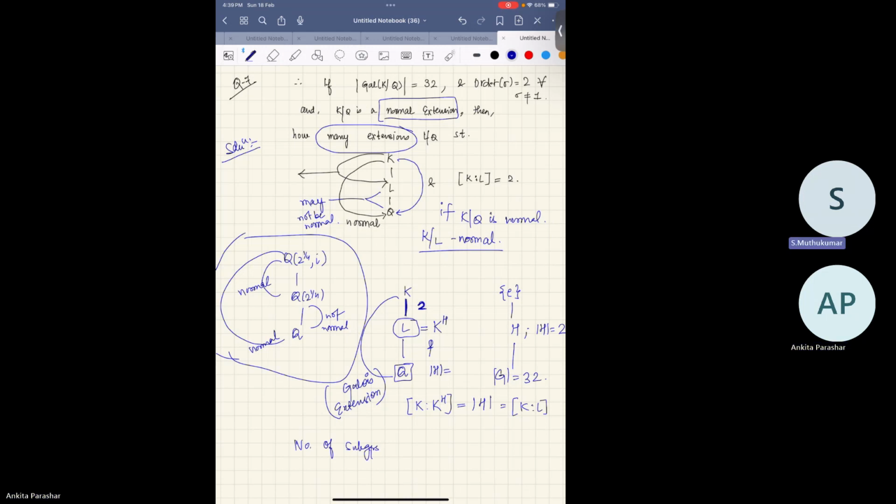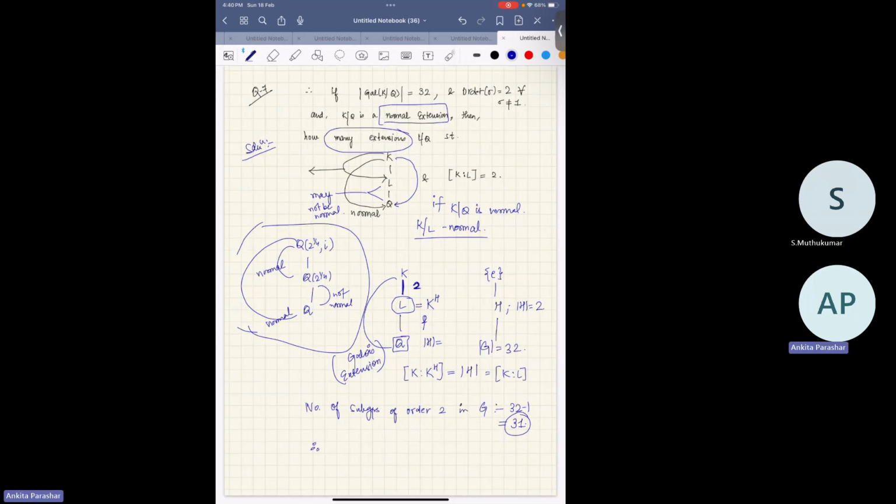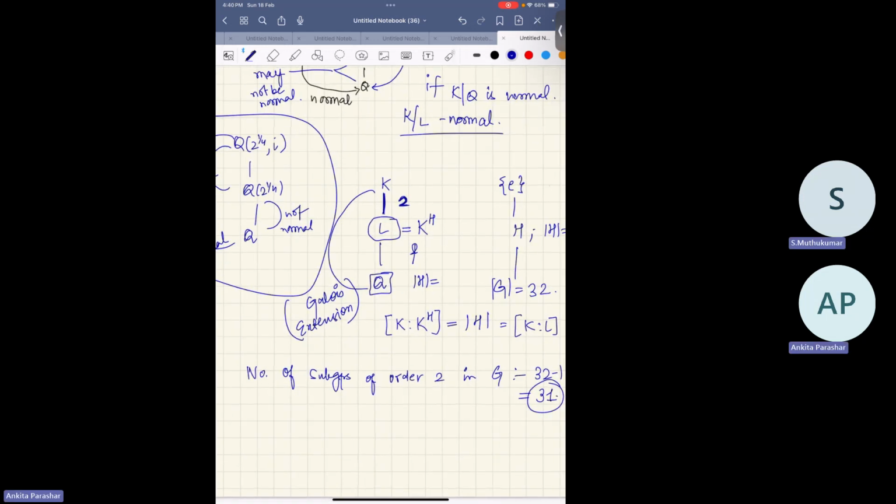Are you following? Yes. Okay. Number of subgroups of order 2 in G is how many? It's n minus 1, which is 32 minus 1, 31, right? All right. So therefore, we have various extensions. We'll have 31, and we add those two trivial subgroups. So they correspond to K and Q.